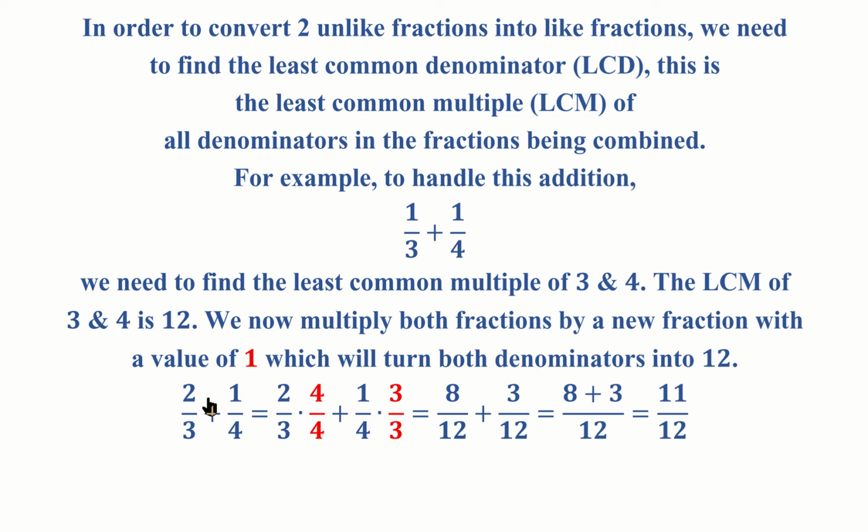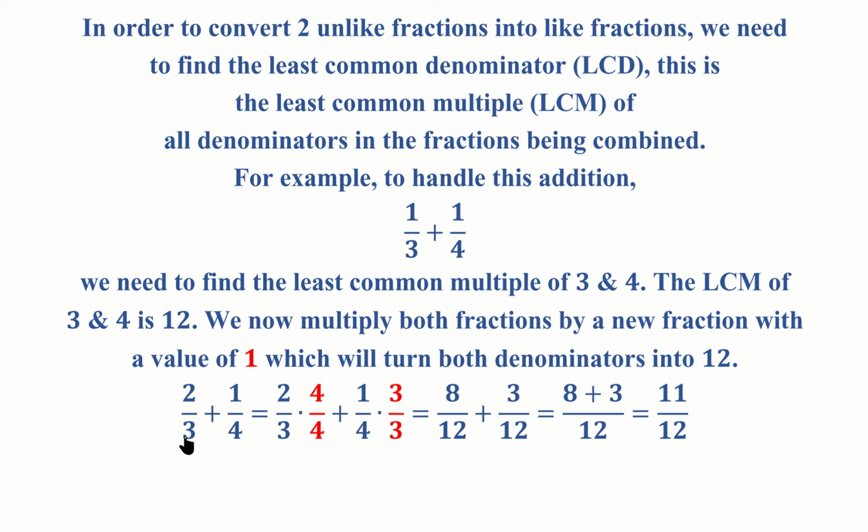So what we're going to do is we're going to come down here and we're going to find the least common multiple of 3 and 4. Remember, the least common denominator is just the least common multiple of all the denominators involved. Here we only have 2. Even if we had 2,000 fractions we were combining, the same rule would hold. We would need the smallest number that all of those denominators go into. In this case, we know that number is 12.